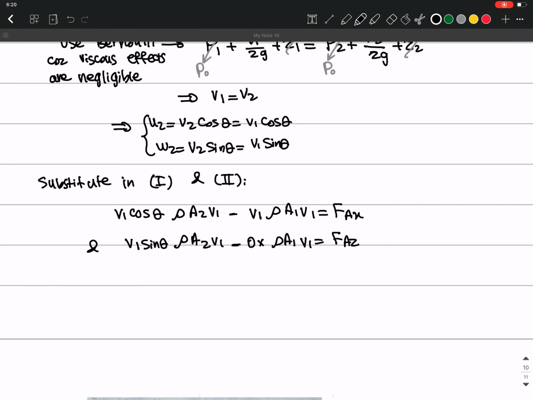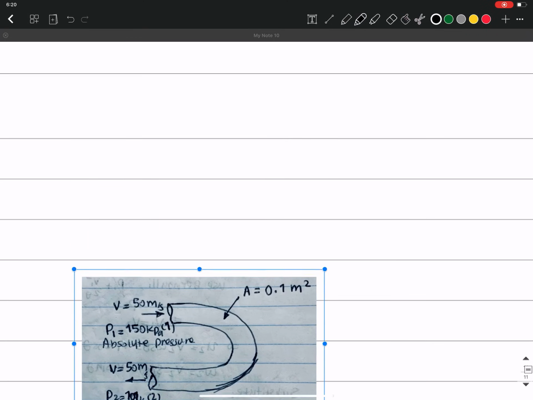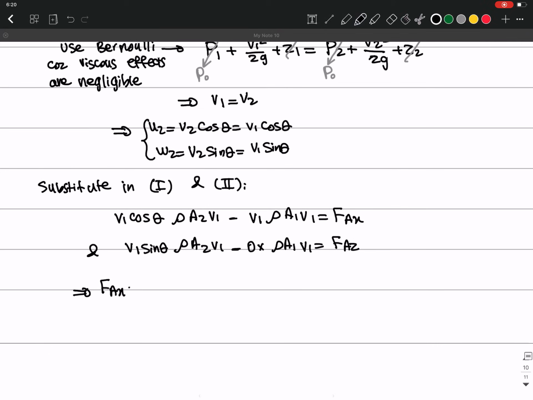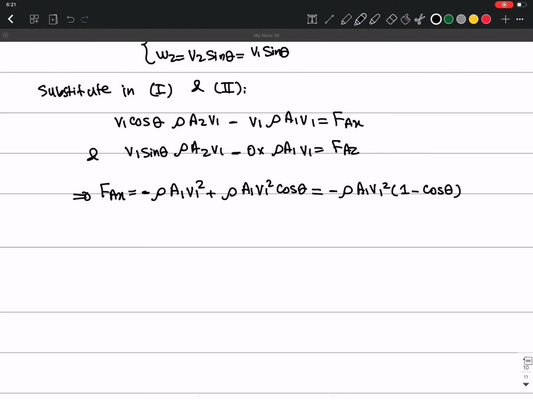So the anchoring force in the x direction, let me write it down here. FAX is going to be minus rho A1 V1 squared plus rho A1 V1 squared cosine theta, which equals minus rho A1 V1 squared times 1 minus cosine theta. And FAZ equals rho A1 V1 squared sine theta.